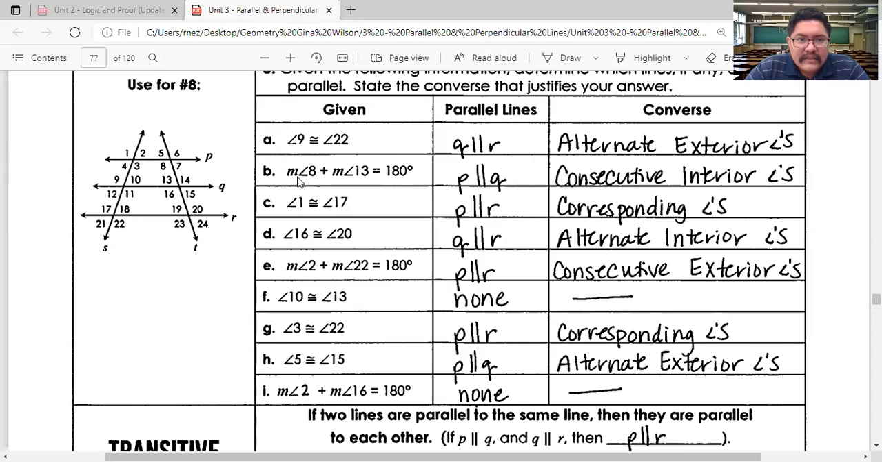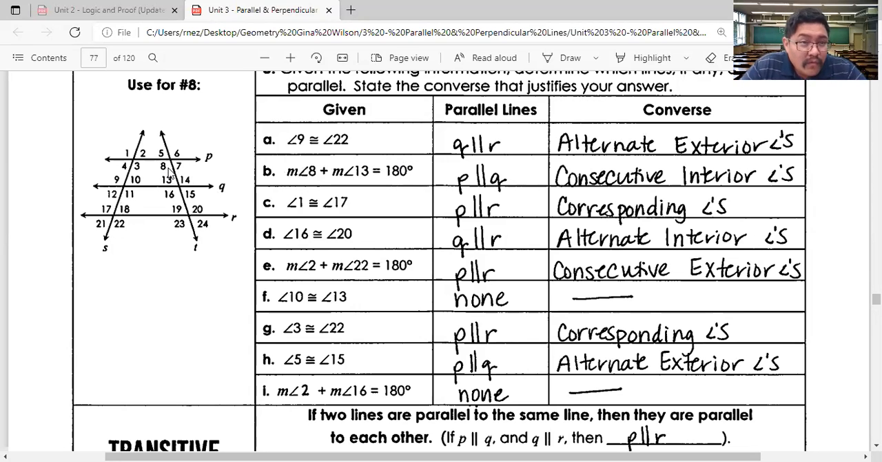All right, so that takes care of that one. Let's go ahead and look at B. So this would be 8 and 13. So 8 and 13 are right here next to each other. And it's telling us that if we add them together, their angle should come out to about 180 degrees.